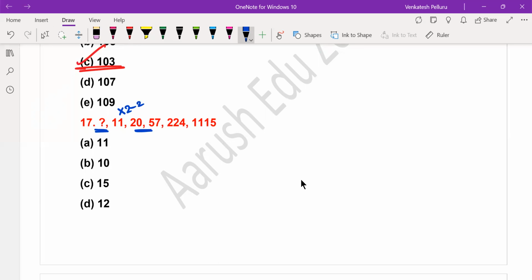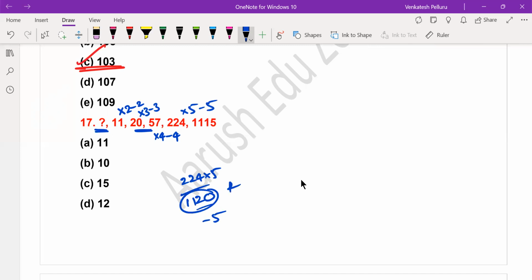11 2s are 22 minus 2, 20. 20 3s are 60. 60 minus 3 is 57. Next 57 4s are 228 minus 4, 224. 224 into 5. If you want, you can cross check it. 5 4s are 20, 5 2s are 10, 11 20 actually. But what I have to do? I have to minus 5, no? So 1120 minus 5 is 1115.